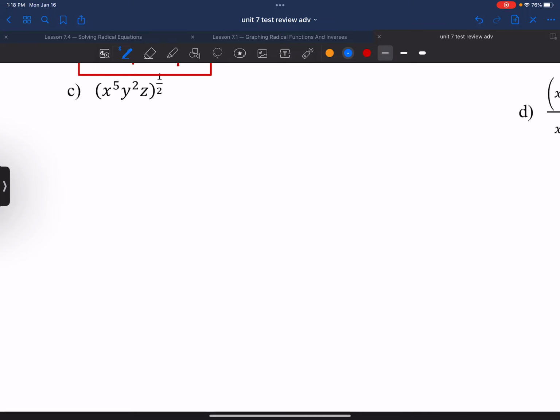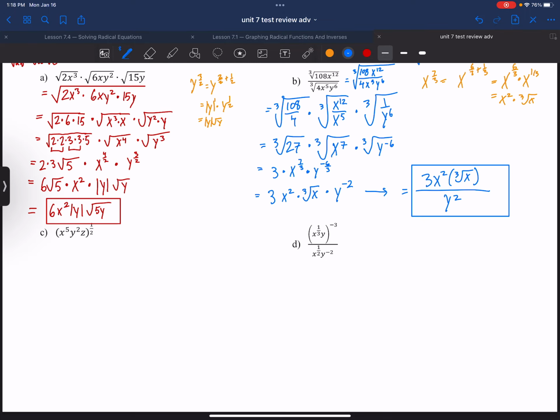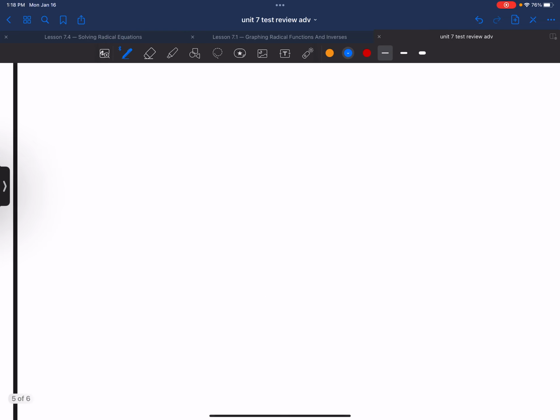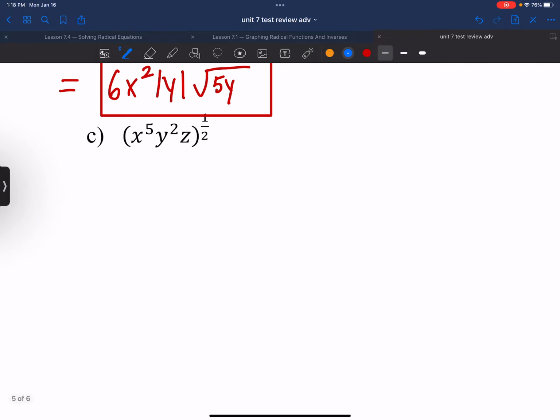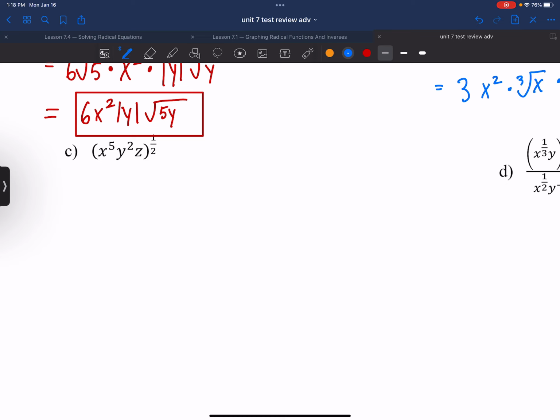Letter C. Maybe I'll do this one in blue as well. Oh, oops, sorry. Where am I? Okay. Actually, this one's not that bad. So this one uses a property. You see, if I have AB to the n, that equals A to the n times B to the n. That's one of my properties. So I can just apply that 1/2 to all of these powers. This is like x to the 5th to the 1/2 times y squared to the 1/2 times z to the 1/2.